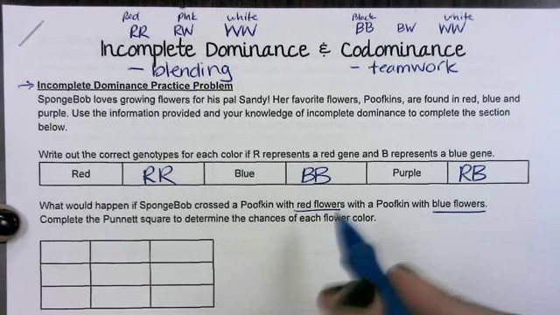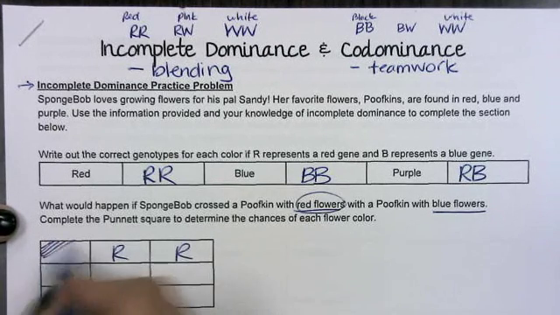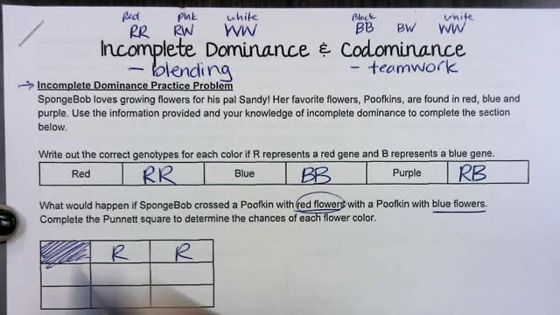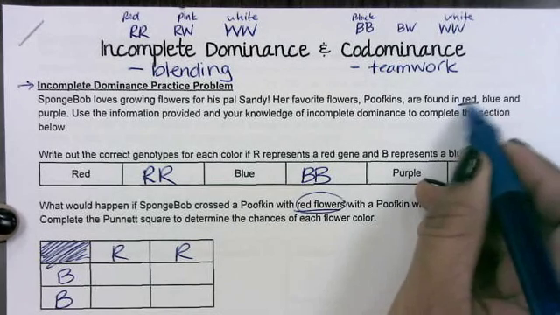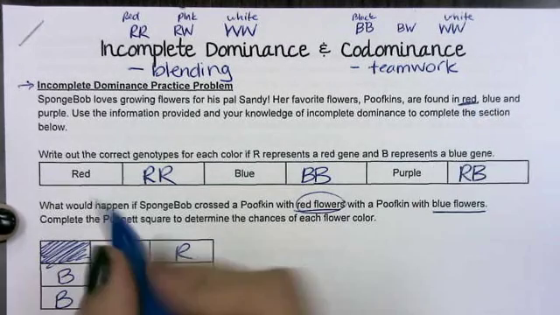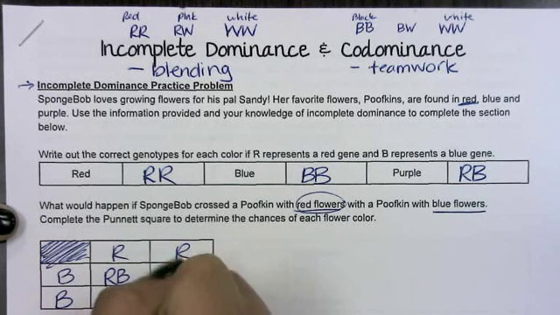So red is going to go here, and blue will go here. Okay, we combine the letters. Now how do I know which letter goes first? It's whichever one that was said to us first. So in this case, red, so that one's going to go first. So RB, RB, RB, RB.